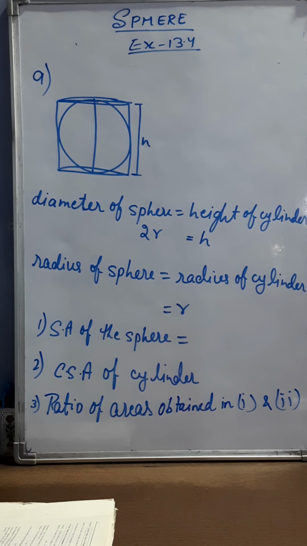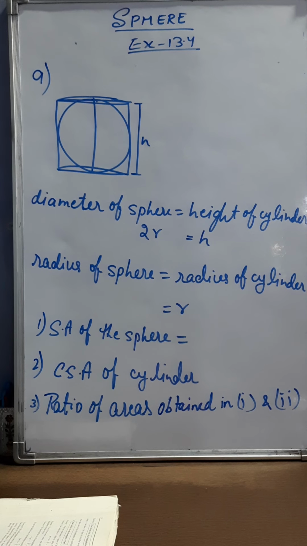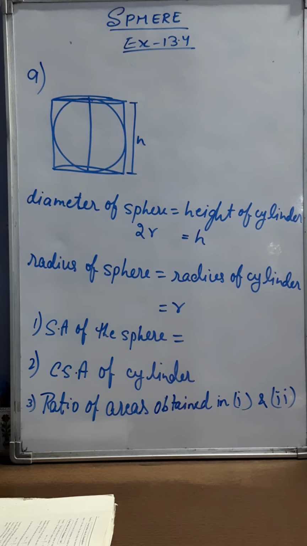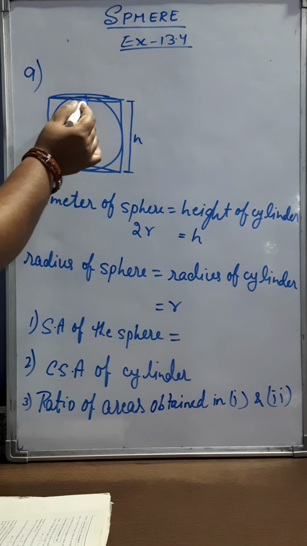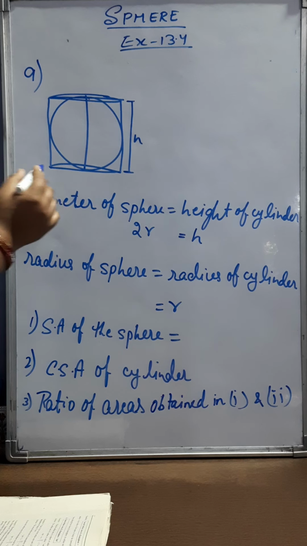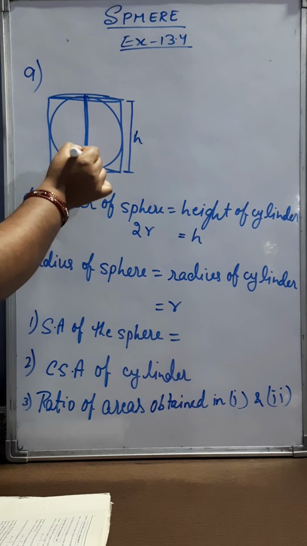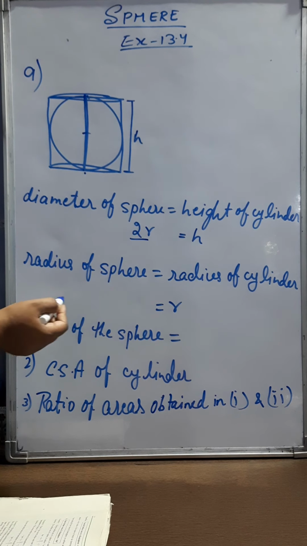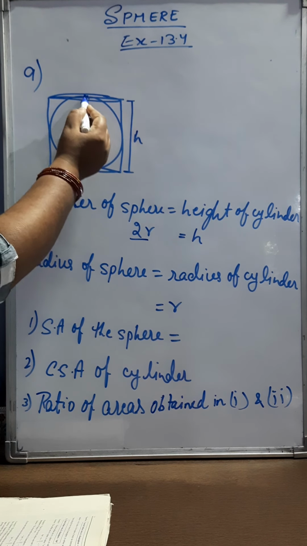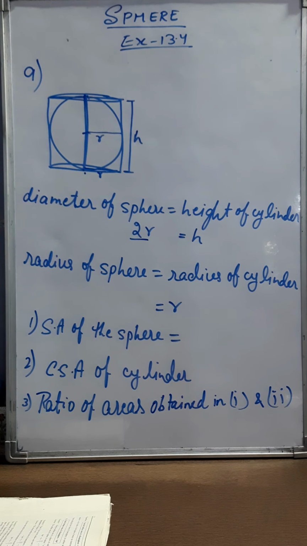Question number 9 of this exercise says, a right circular cylinder just encloses a sphere of radius r. We have to find the surface area of the sphere, the curved surface area of the cylinder, and the ratio of the areas obtained in 1 and 2. You can see this is the diagram given to you. This cylinder is just enclosing the sphere. So the height of the cylinder, from here to here, is equal to the diameter of the sphere. The diameter of the sphere is 2r, which is equal to the height of the cylinder, and the radius of the sphere is equal to the radius of the cylinder. You can see both can be taken as r.